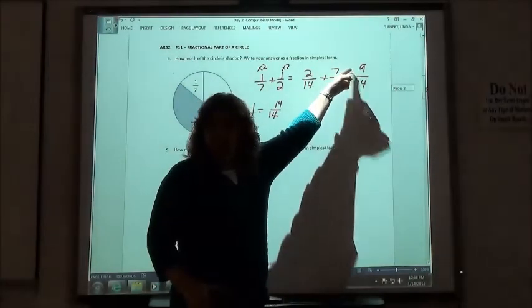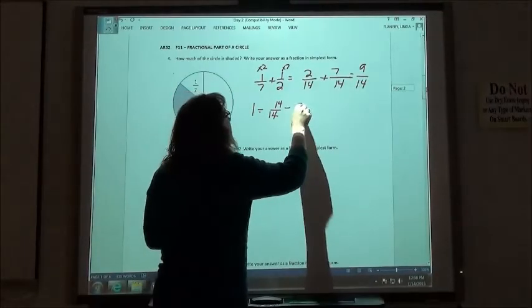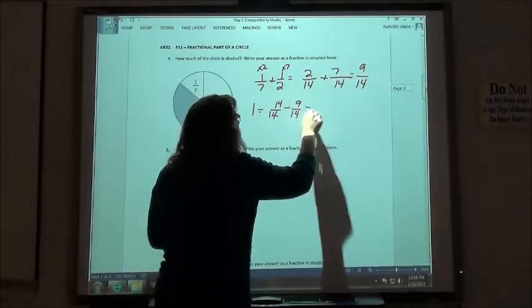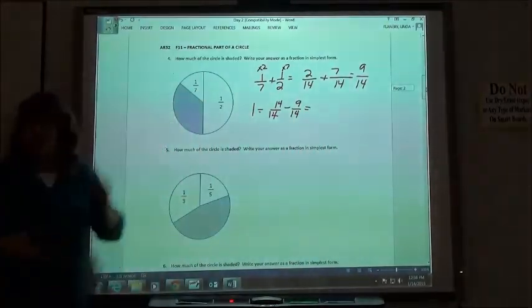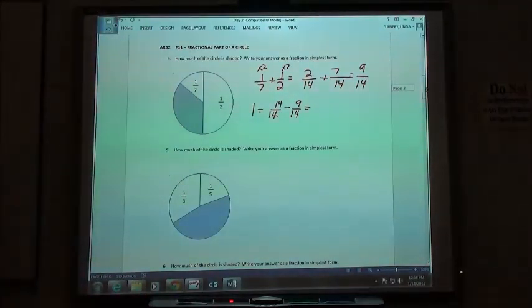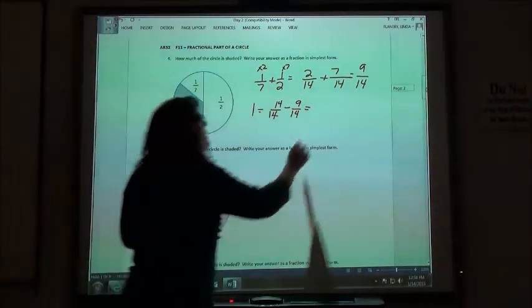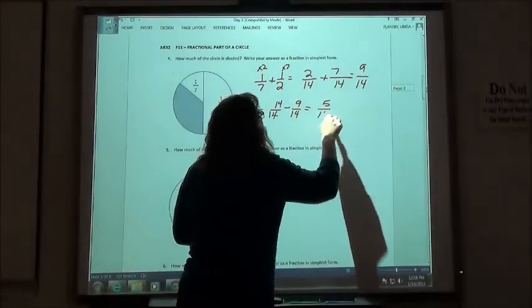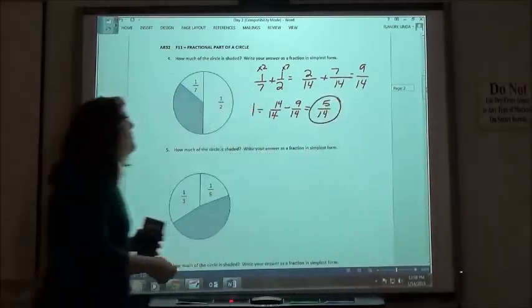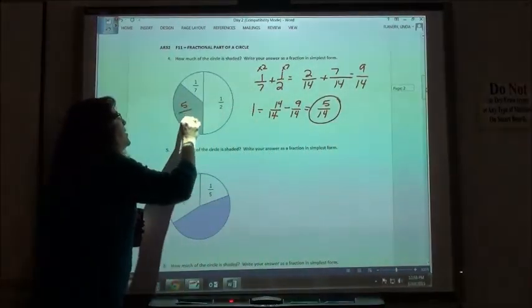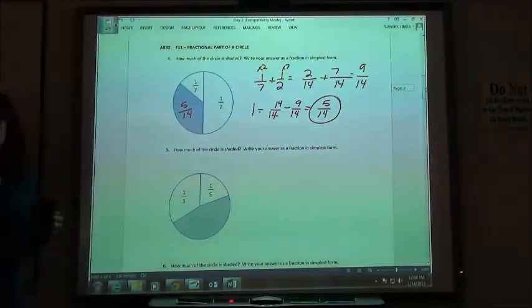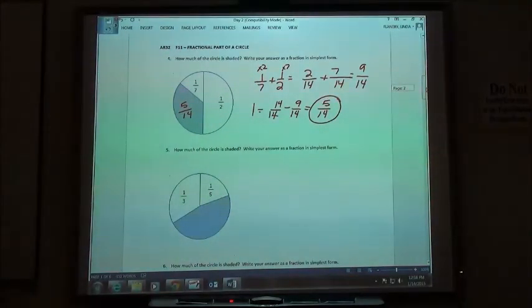The white part is 9 out of 14. So if I take that off of the 14 out of 14, how much do I have left for this gray section? 5 out of 14. Now just for fun, if I added all the sections up in this pie chart, what should I end up with for an answer? 14 out of 14.